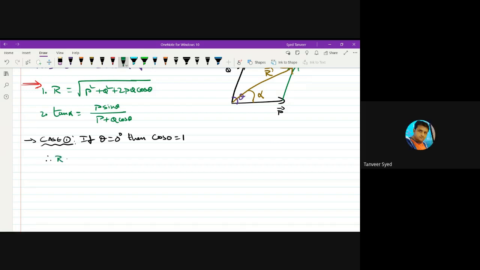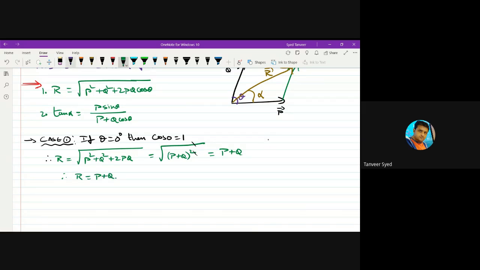Resultant R is equal to root of p square plus q square plus 2pq, cos 0 is 1. Or this is like root of p plus q whole square. P square plus q square plus 2pq is like a square plus b square plus 2ab, which is a plus b whole square. So square root and square cancel each other, and you have R is equal to p plus q.